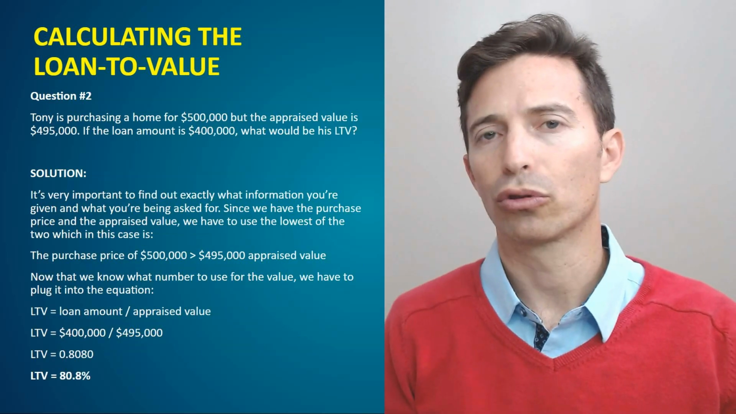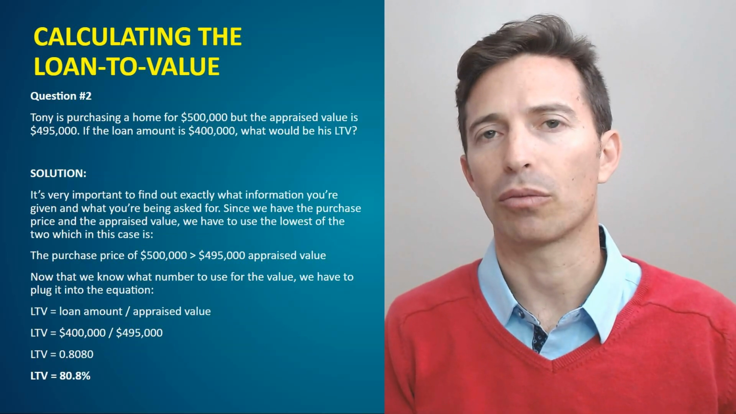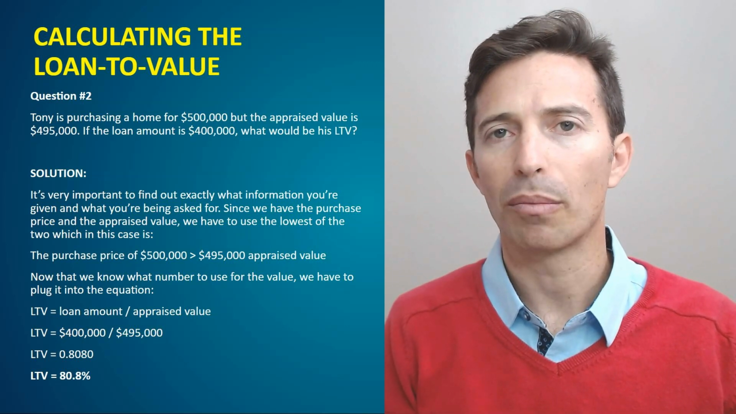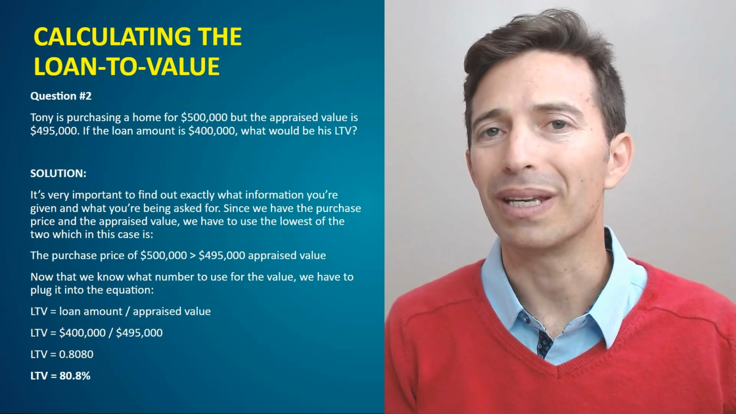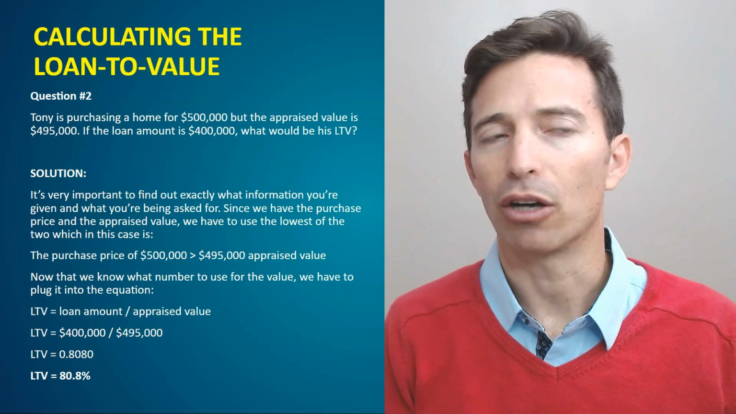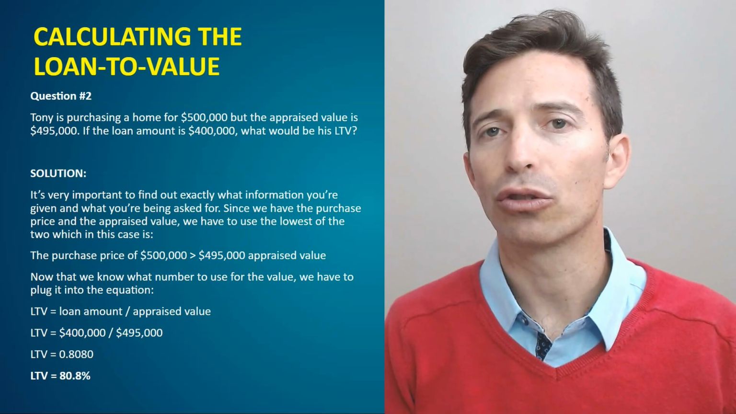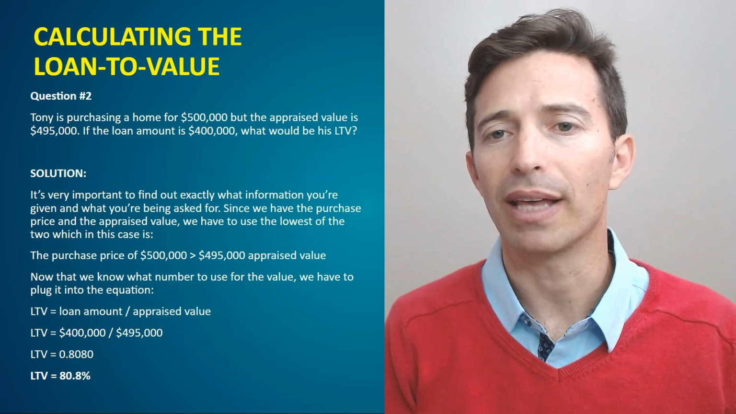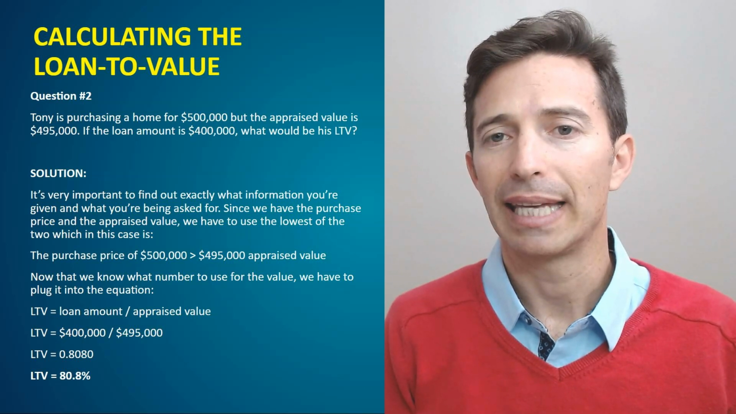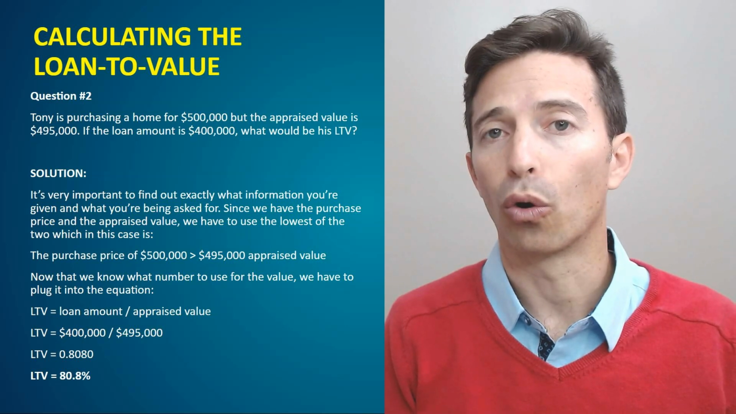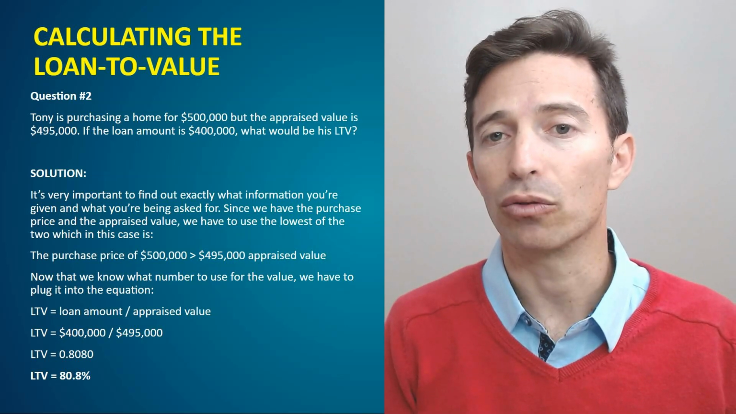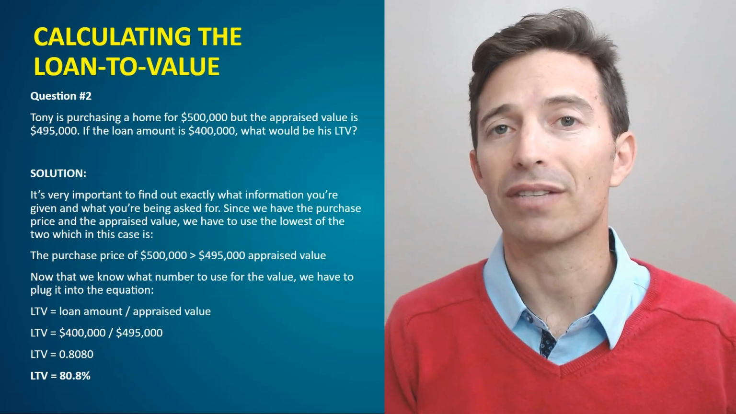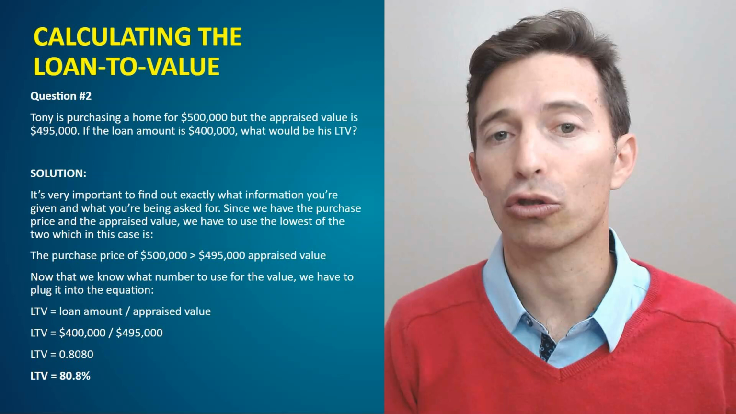Question number 2. Tony's purchasing a home for $500,000, but the appraised value is $495,000. If the loan amount is $400,000, what would be his LTV? Now it's very important that you listen to what they're actually asking for. So if we're being asked for the LTV, that's all that we're going to solve. Now we already know that we need to use the lower of the purchase price and the appraised value. So in this case, he's purchasing a home for $500,000, but the appraised value came back lower, $5,000 lower, which is exactly $495,000.